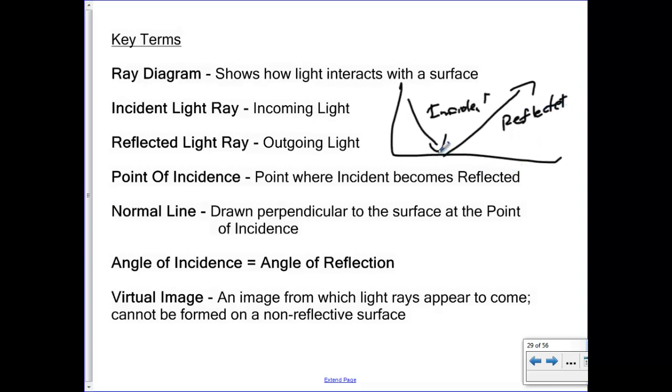Okay. Point of incidence would be right here. The point where incident becomes reflected. So that's like the point where it hits, I guess, the contact area.